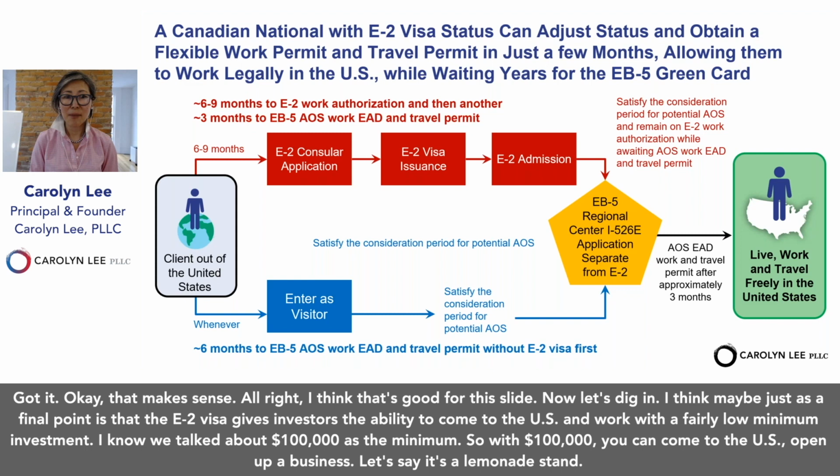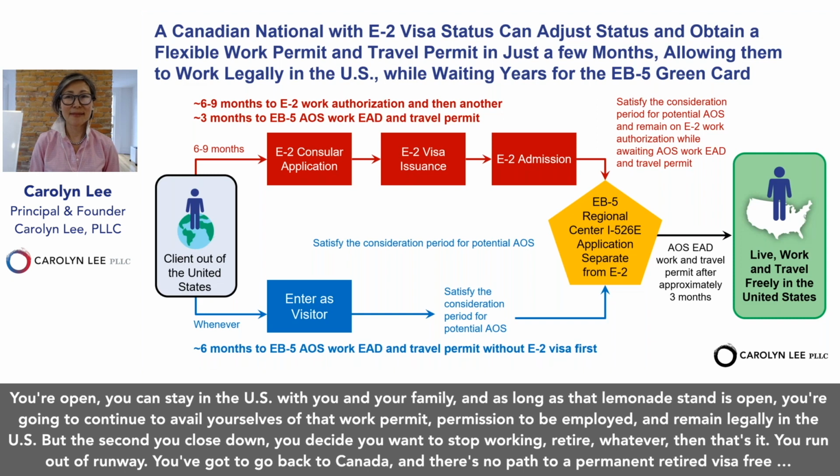I think maybe just as a final point is that the E-2 visa gives investors the ability to come to the US and work with a fairly low minimum investment. I know we talked about $100,000 as kind of the minimum. So with $100,000, you can come to the US, open up a business. You know, let's say it's a lemonade stand. You're open, you can stay in the US with you and your family. And as long as that lemonade stand is open, you're going to continue to avail yourselves of that work permit, permission to be employed and remain legally in the US. But the second you close down, you decide you want to stop working, retire, whatever, then that's it.